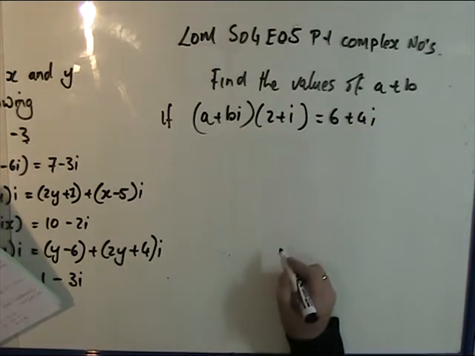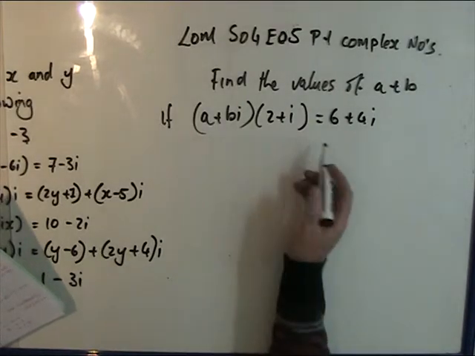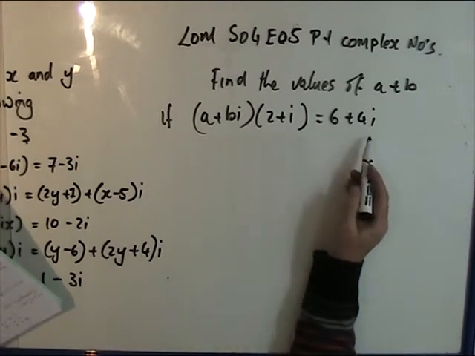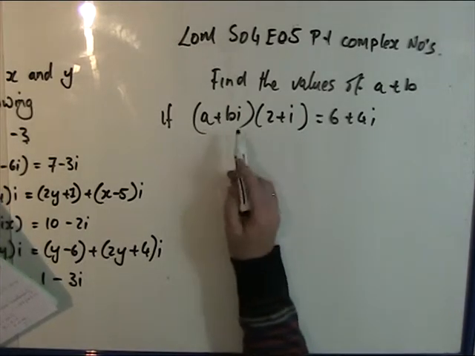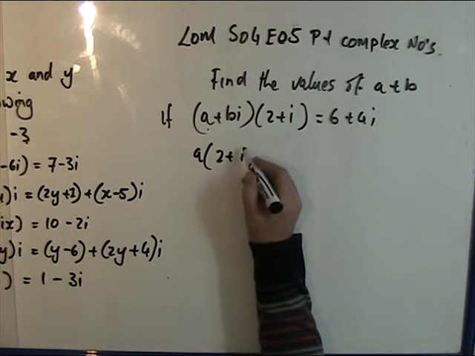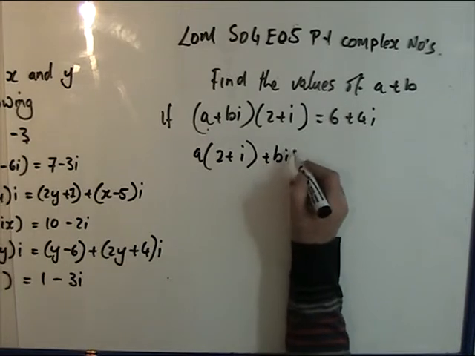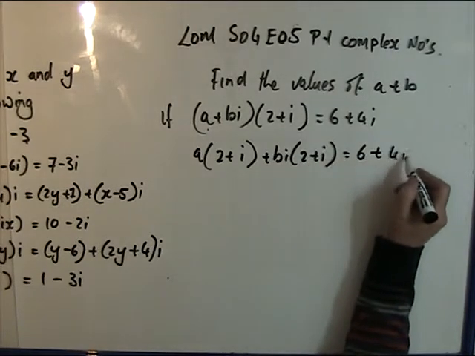If a plus bi times 2 plus i is equal to 6 plus 4i. Right? Now I have to simplify this equation because the reals and the imaginaries are tied together, so I multiply them. So a by all of this, so that's a by 2 plus i plus bi by 2 plus i is equal to 6 plus 4i.